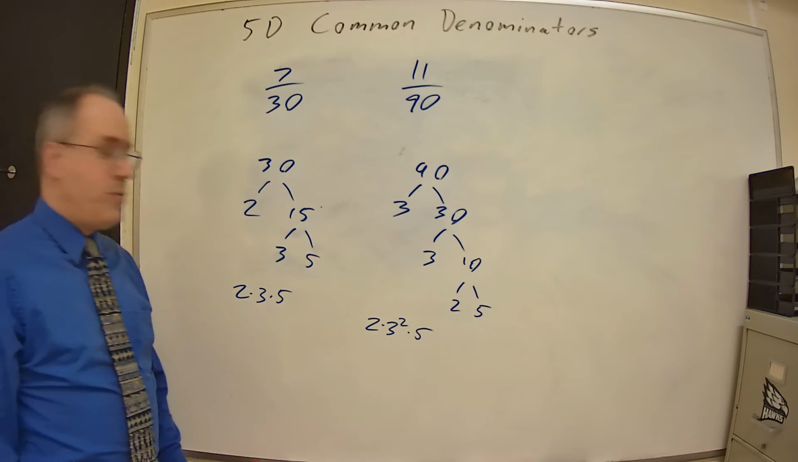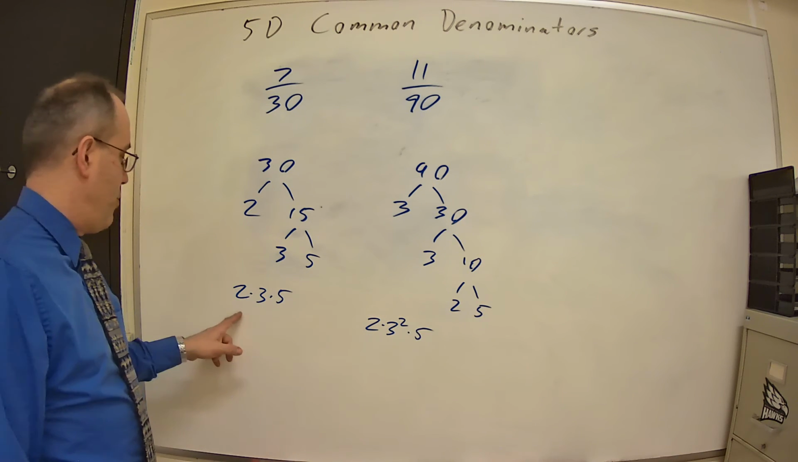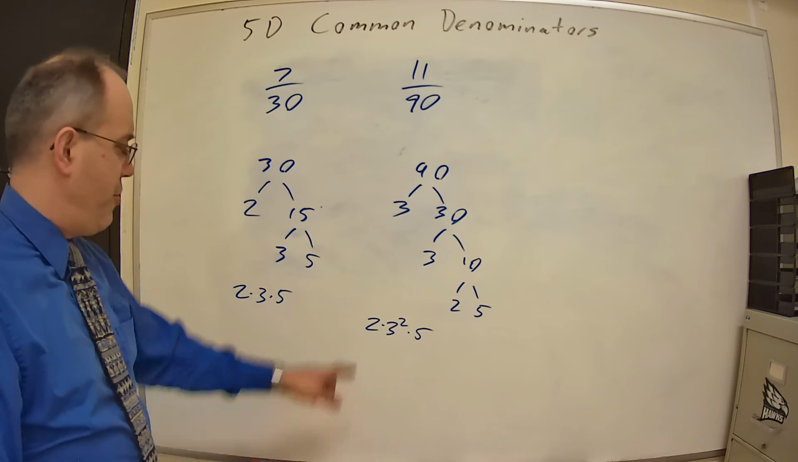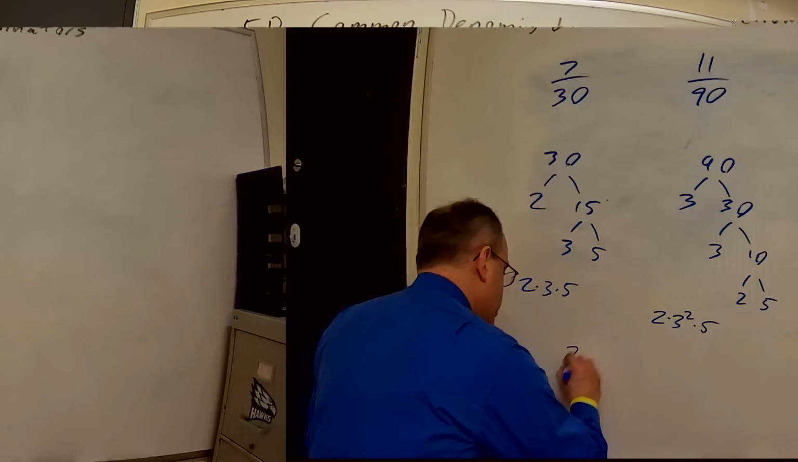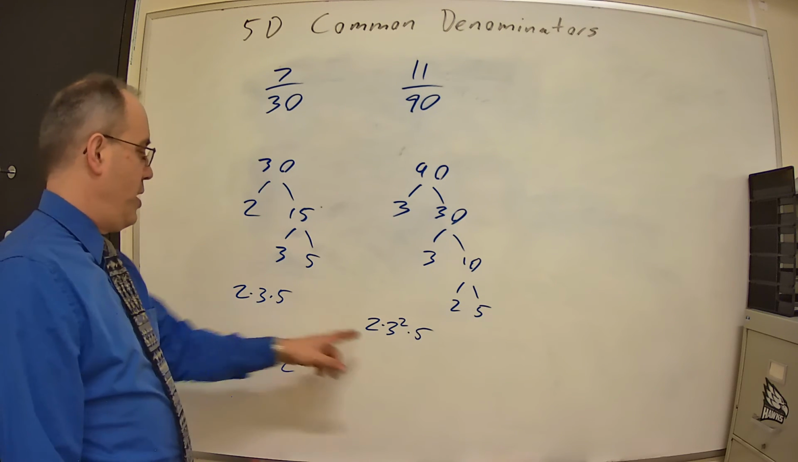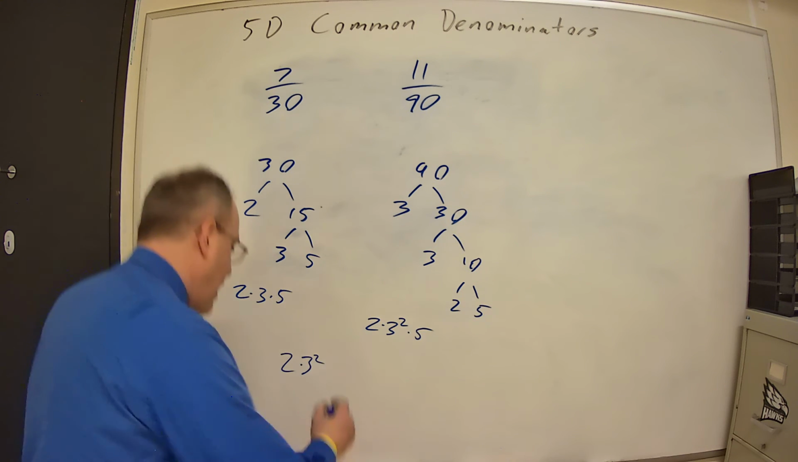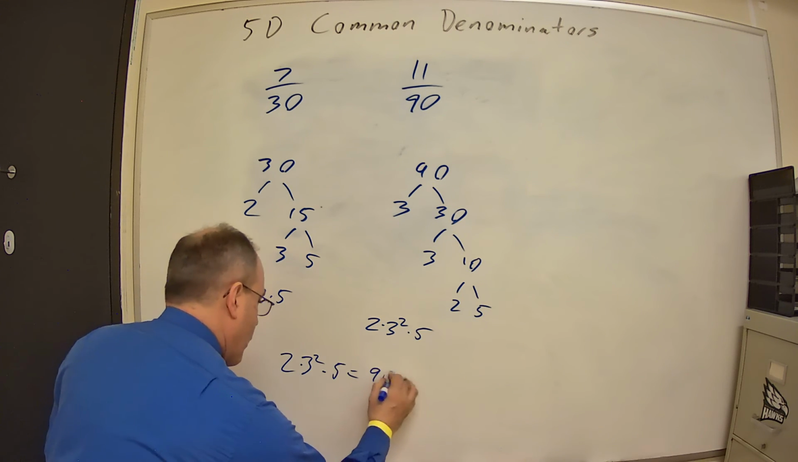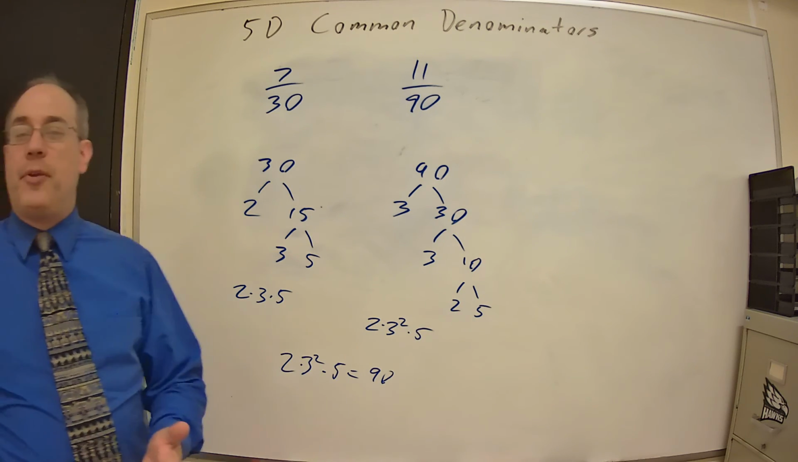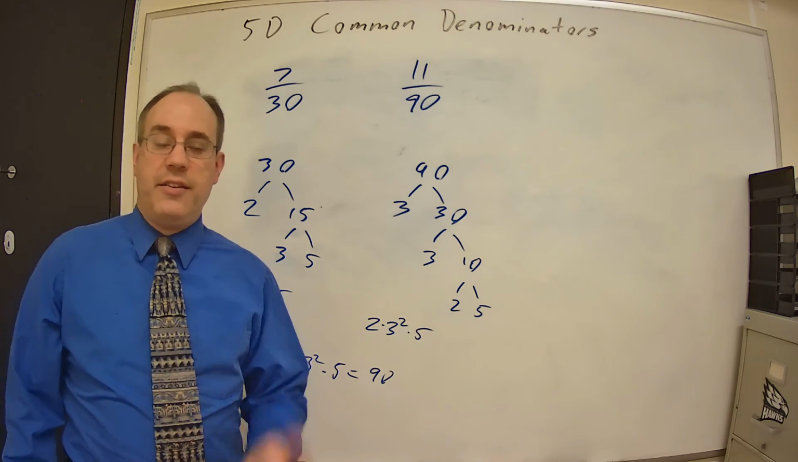So now we look at this, we say, well, we need 1, 1, we need 1, 1, we need 1, 2, we need 1, 2, so we need a 2. We need a 3, we need 2 3s. We need a 5, we need a 5. And we find out that our common denominator is 90.